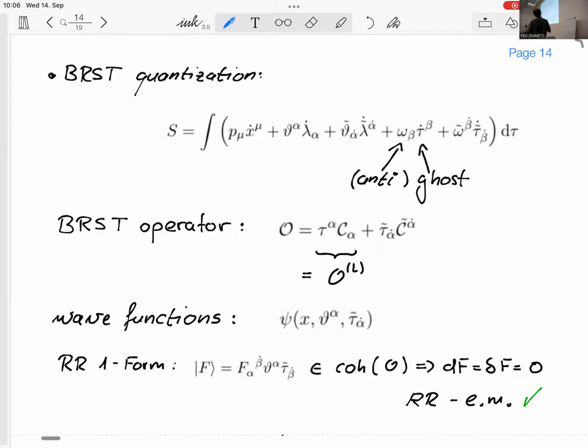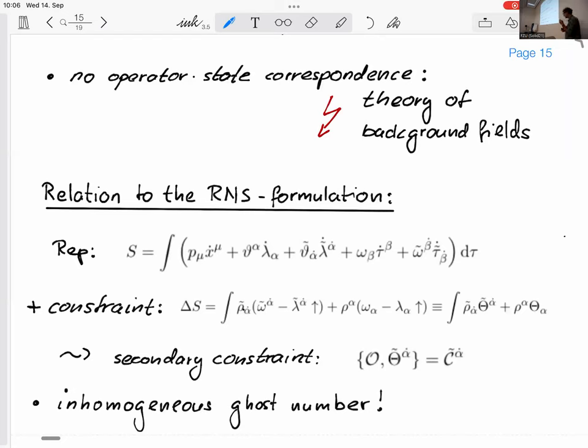And then in ghost number one, you find again this Ramond-Ramond one-form field. So you could say this theory also has in the cohomology the same Ramond-Ramond one-form field as the one that we obtained by massaging the RNS worldline. So far, so good. However, what didn't work is we cannot introduce it as a background field. So there is no operator state correspondence, or at least we couldn't find one. And therefore, we weren't able to actually promote this linear fluctuation as a finite deformation. So this is not working.